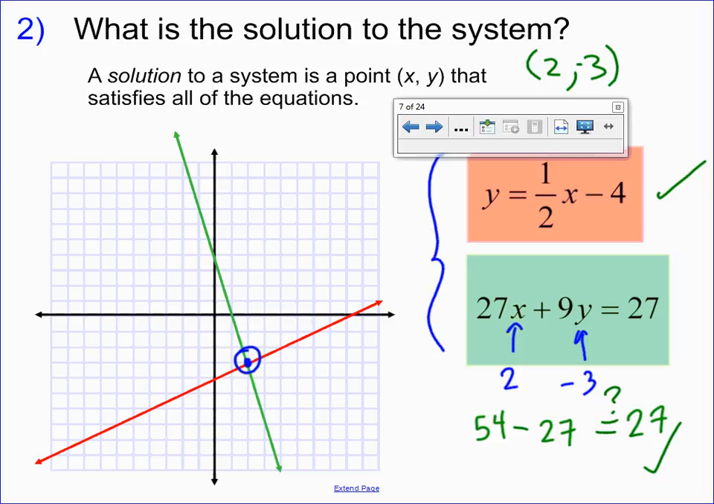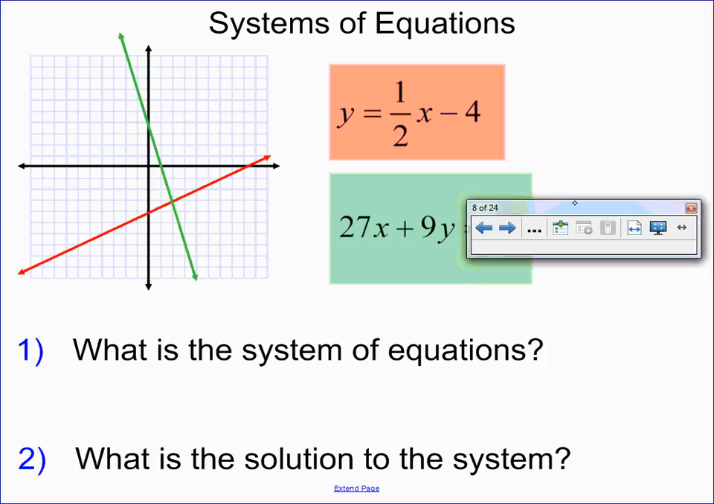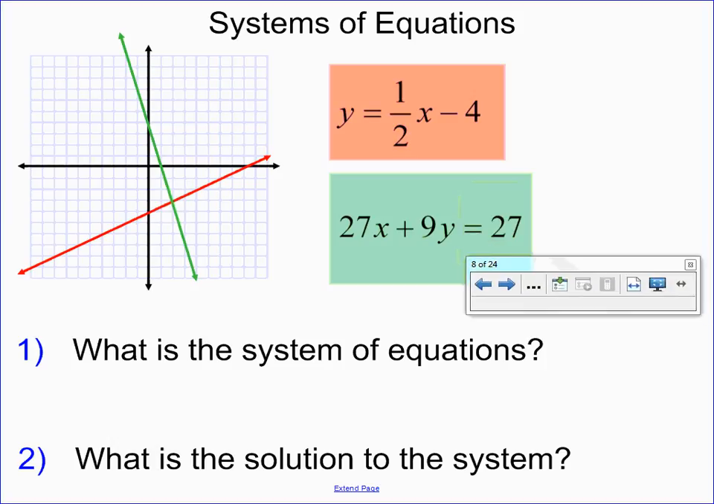Visually, I can see that on a graph, right? It's the point that lies on all of the curves at the same time. So what's the solution to the system of equations? It looked like (2, -3).